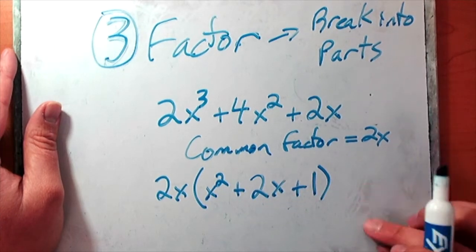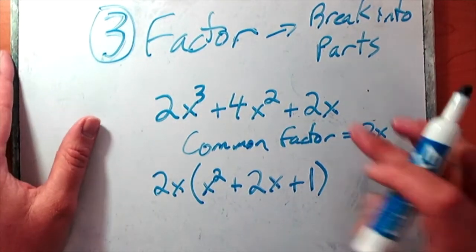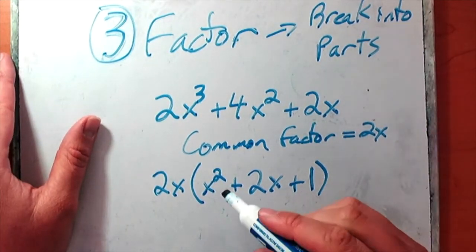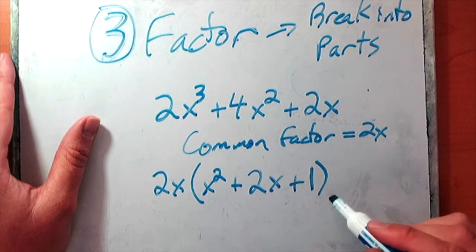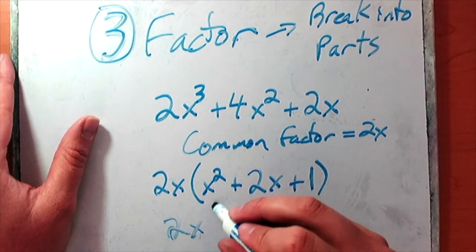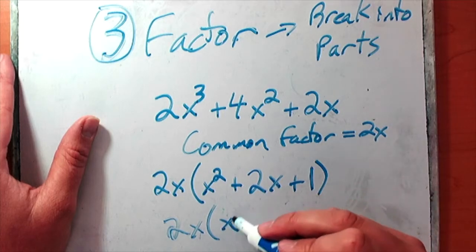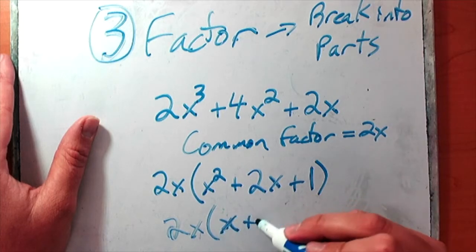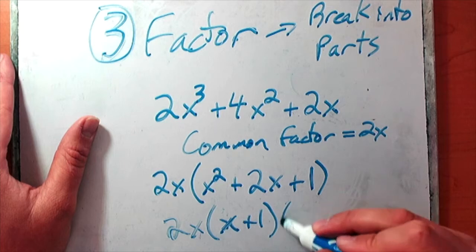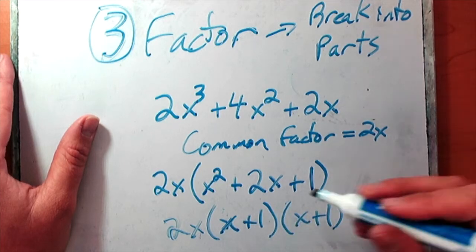You should remember this from last year, and you're going to have to warm up for this again, this actually further breaks down. You've got 2x times two different things. I've got x plus 1 and x plus 1. How did Mike do that?